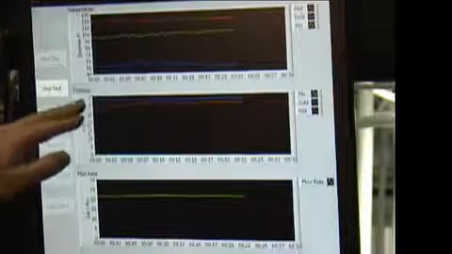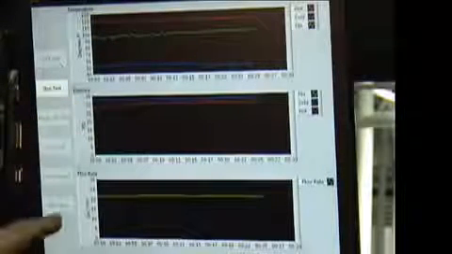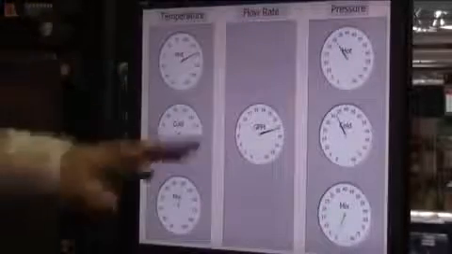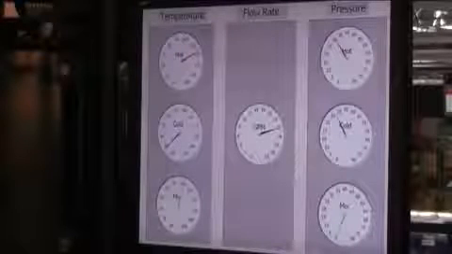Red indicates hot water temperature, green indicates mixed water temperature, blue indicates cold water temperature. Same with pressure, blue is your cold and red is your hot, and my flow rate is down there at the bottom as yellow. That same information is also displayed on this screen right here.